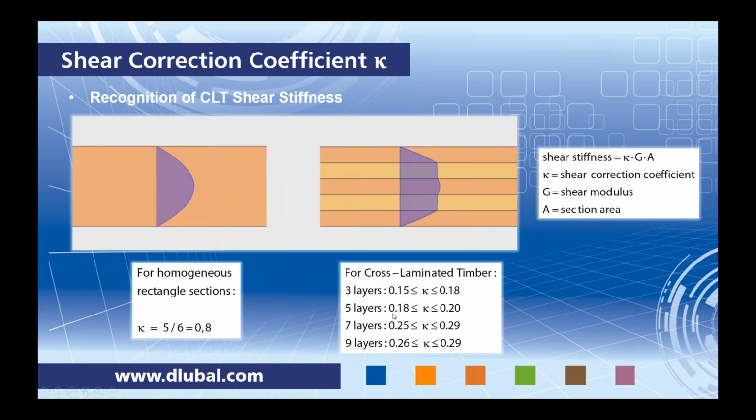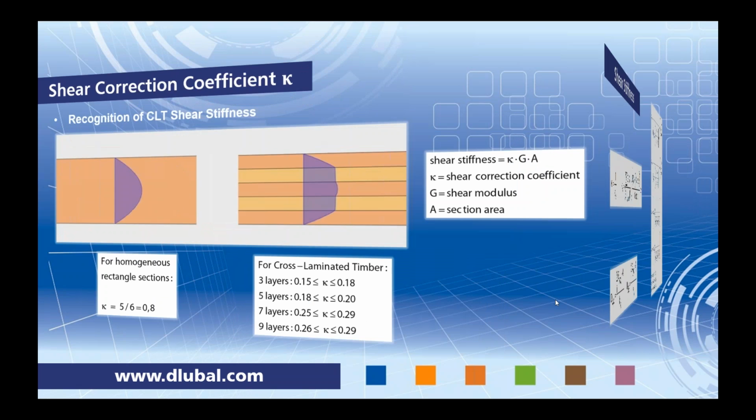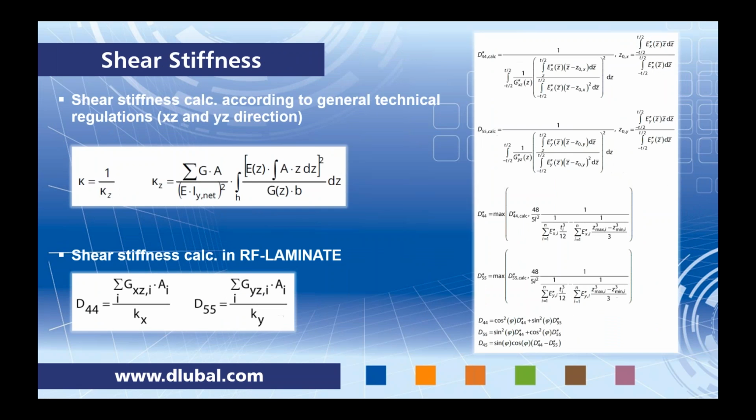There are several suggestions from research to use these ranges for 3, 5, 7, 9 layers. The question is, what if we get to a point where we have 10 layers? Or what if we really want an exact coefficient within this range, but we don't know where exactly we fall within this range? Well, the good news is that the program does this automatically.